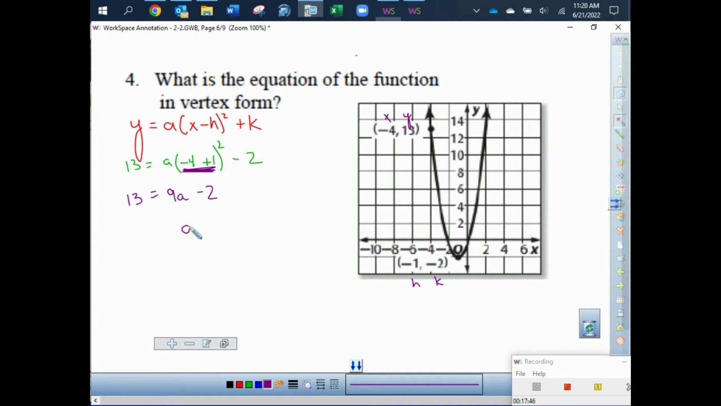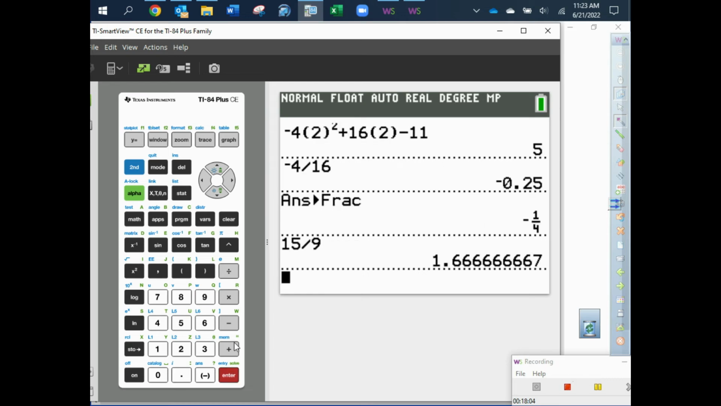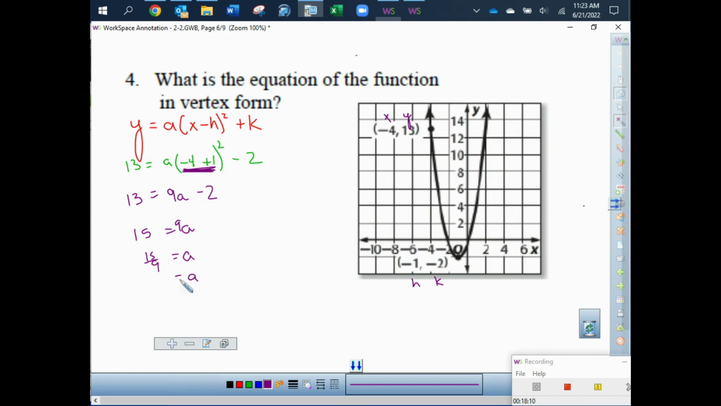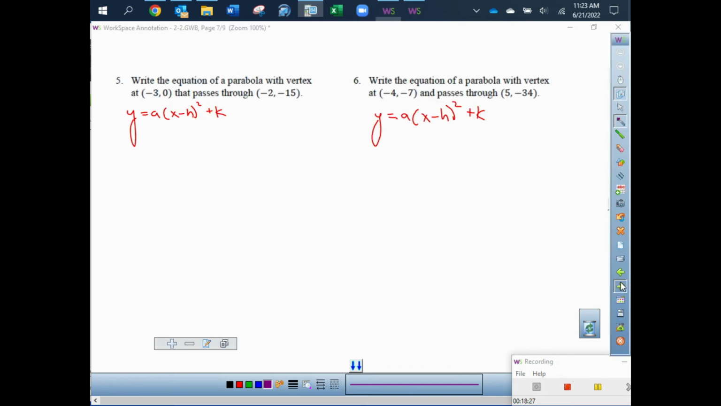Minus 2. Then a equals, I have to add this 2 over. This is 9a. I add this 2 over and get 15. And then I will divide and get 15 over 9. If you do not know what that reduces to, do 15 divided by 9, math, enter, enter, and that will give you 5/3. So a equals 5/3. Then we go back and write our final answer. Y equals a times the quantity of x minus h, which is minus 1, minus 2. This is this parabola's equation in vertex form.